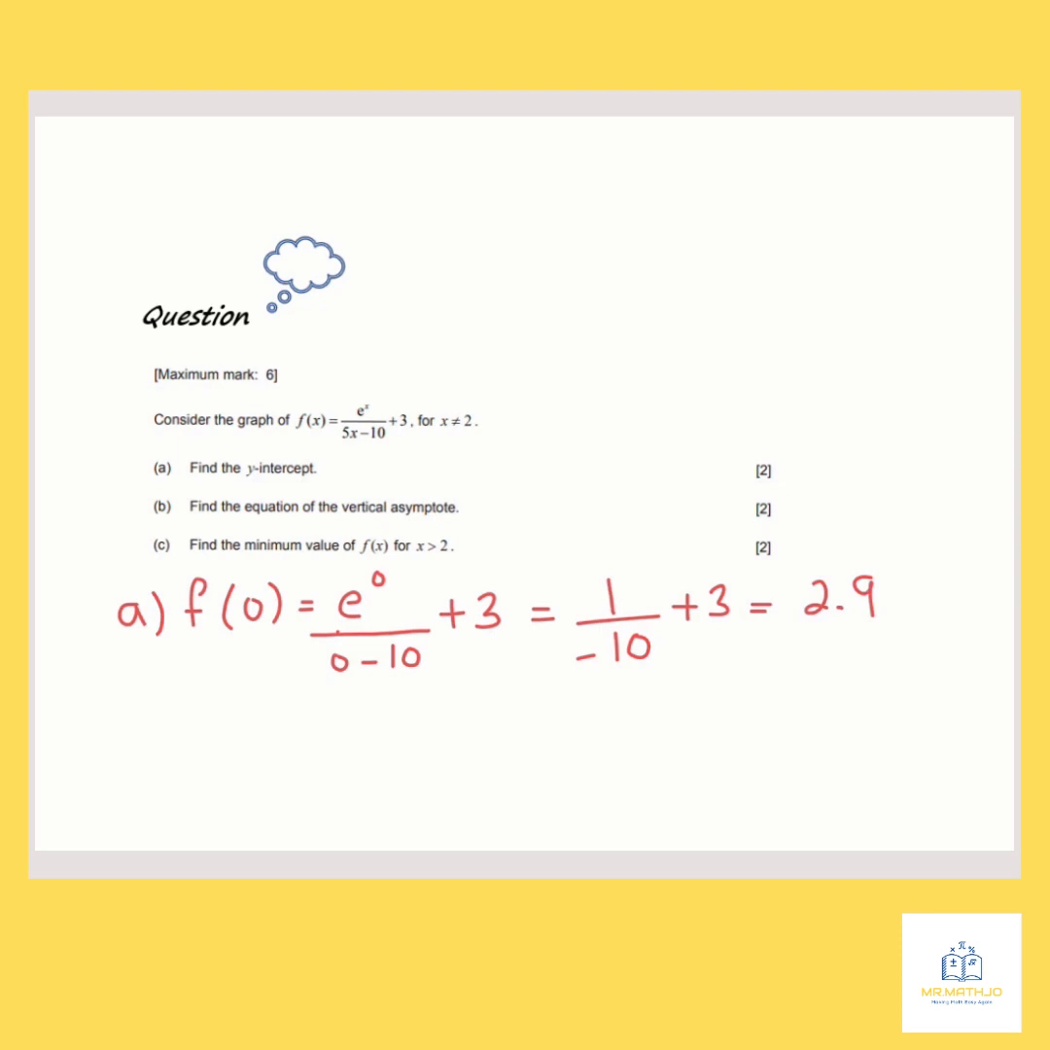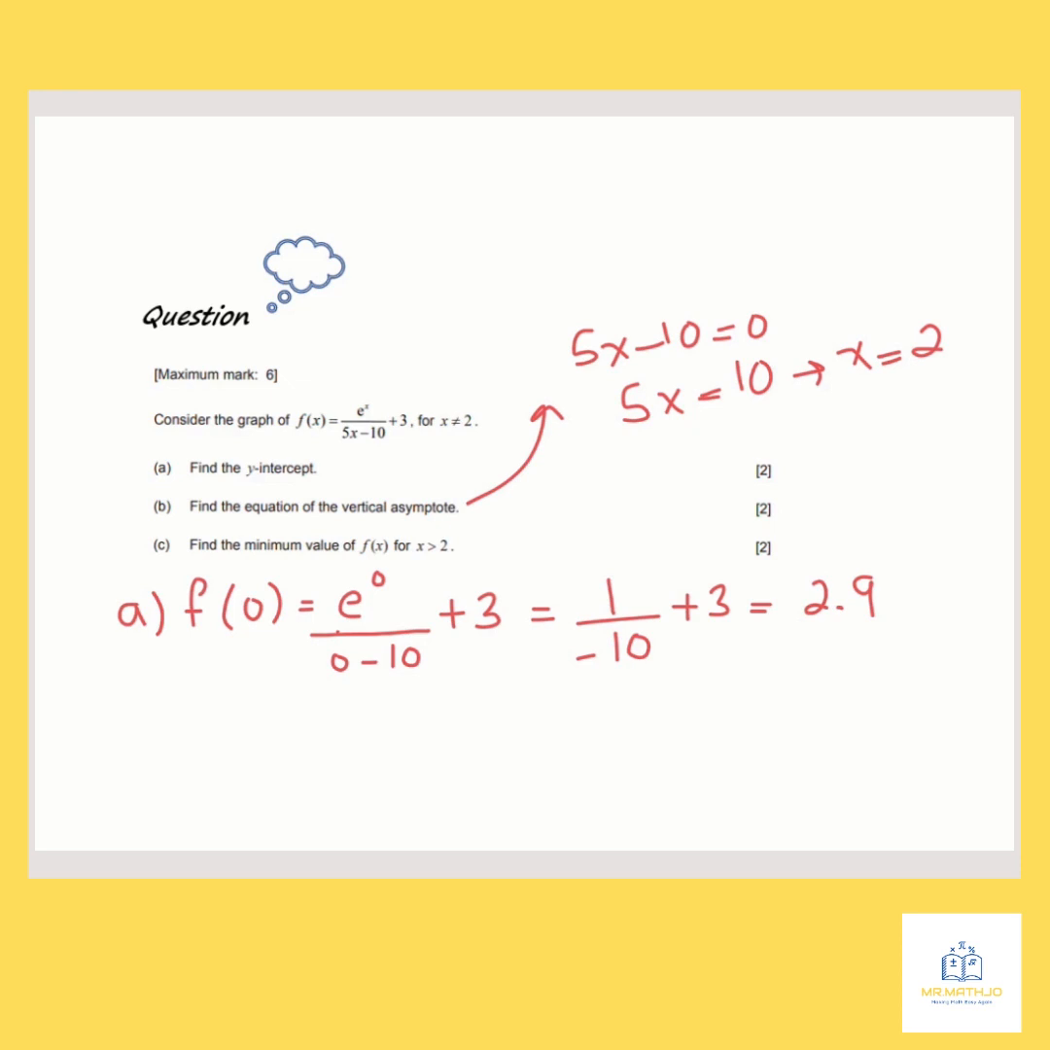Now in part B, I have to find the equation of the vertical asymptote. So always, whenever you want to find the equation of the vertical asymptote, try to equate the denominator to 0. So now we're equating 5x minus 10 to 0. So 5x minus 10 equals 0, so 5x equals 10. Therefore, x is equal to 2. So our vertical asymptote equation is x equals 2.